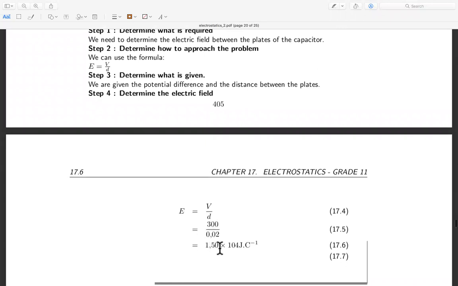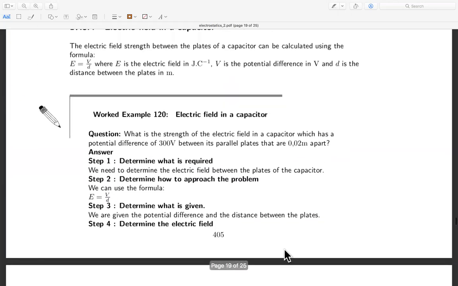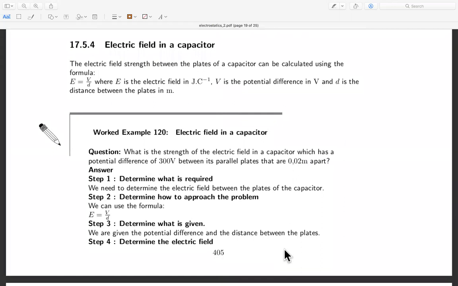The result is 1.5 times 10 power 4. This is the electric field. So today we already learned the theory and some question solving about capacitance, about dielectric, and about electric field in a capacitor.